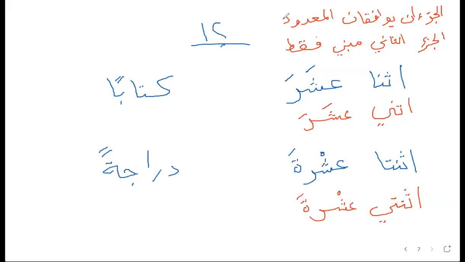So الجزء الأول يوافق المعدود. الجزء الثاني أيضا يوافق المعدود. الجزء الأول يتغير أو معرب، والجزء الثاني مبني. خلاص؟ جيد.